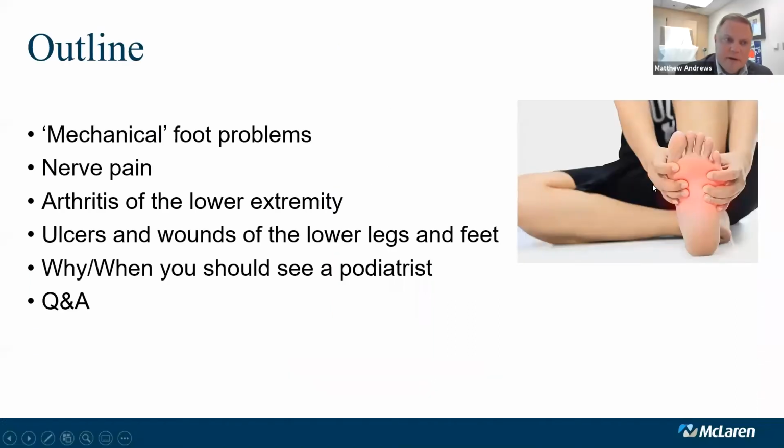So here's what we're going to talk about today. We're going to talk a little bit about a couple of different etiologies and causes of lower extremity pain. So we'll talk about mechanical foot problems, which are more common things usually just associated with the mechanics of walking, nerve pain, arthritis conditions, and then another very common thing that we see, which is of specific interest, is ulcers and wounds of the lower legs and feet. We'll also cover a little bit about our background, what we do in the area of foot and ankle, surgical and non-surgical management, and then of course we'll leave some time at the end for some questions as well.